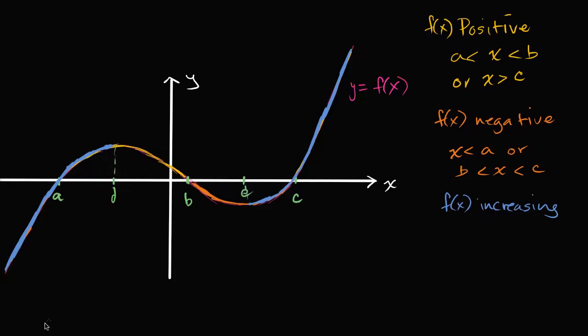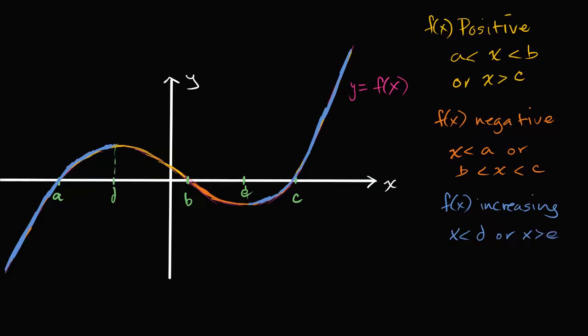So when is this function increasing? Well, it's increasing if x is less than d. I'm not going to say less than or equal to, because right at x equals d, just for that moment, the slope of the tangent line looks like it would be constant. We're going from increasing to decreasing. So right at d, we're neither increasing nor decreasing. But then we're also increasing if x is greater than e.